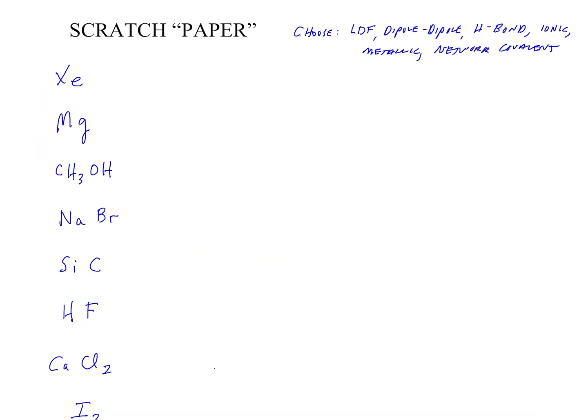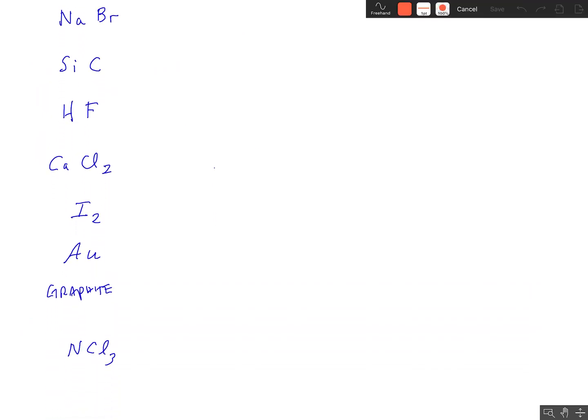All right, next up. Let's see if we can get the next one. I2. What do you think about I2? Yeah, that would be nonpolar, wouldn't it? So it would be LDFs. Certainly not ionic. That would be a metal to a nonmetal. It's not network covalent, right? It's not metallic. So it's either going to be hydrogen bonding, dipole to dipole, or LDFs. And it's not hydrogen bonding or dipole to dipole. It's not polar, is it? So you have to choose LDFs. Au, gold. Yeah, that's a metal. So hopefully you said metallic bonding. Graphite. Yeah, that's an allotrope or elemental form of carbon. So did you guys say network covalent?